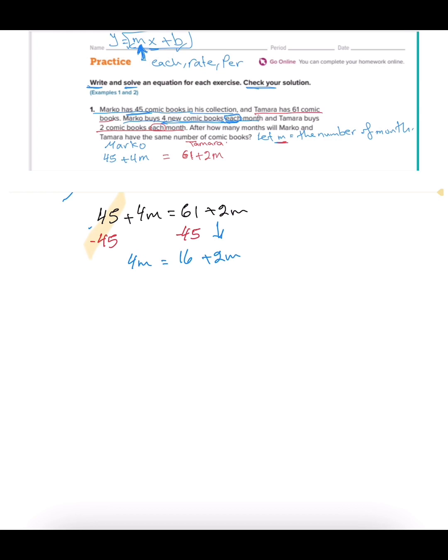Okay, as we said, to solve an equation we must put the variable on one side and the number on the other side. So I will subtract 2m from both sides to put the variables together. Because it is positive, I subtract 2m. If we do it on one side, we must do it on the other side. So 2m minus 2m is 0, and on the first side we have 4m minus 2m, which is 2m, equals 16.